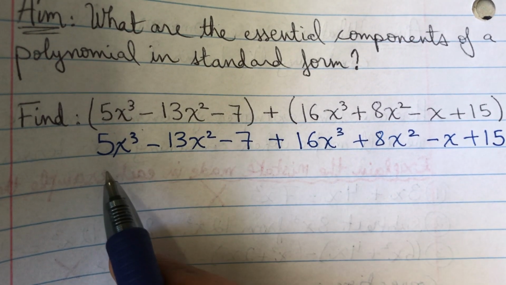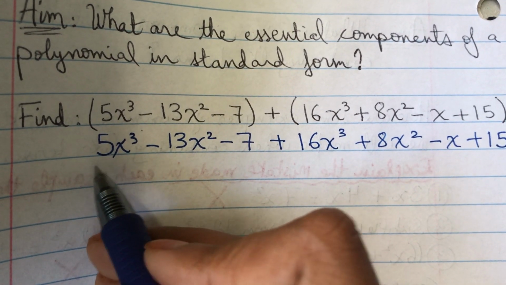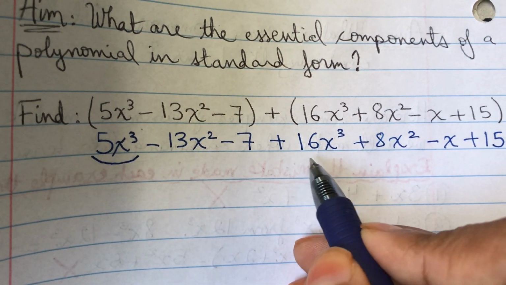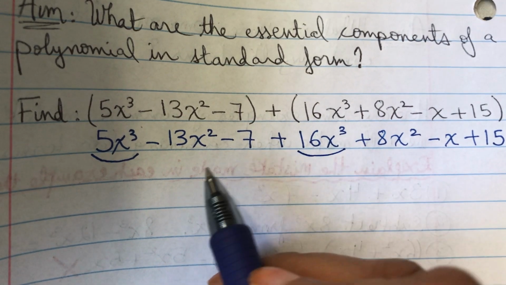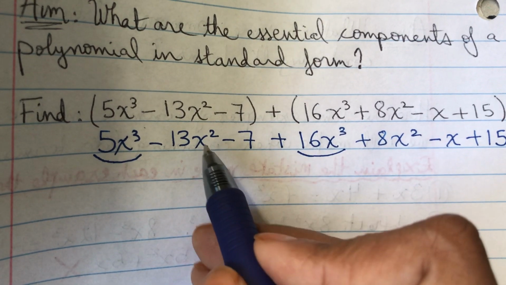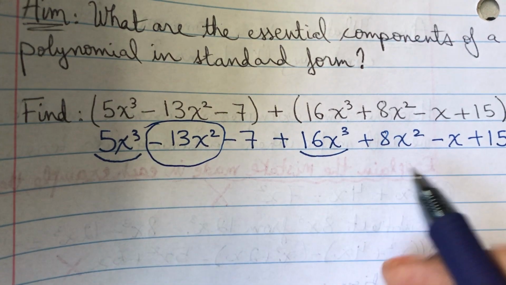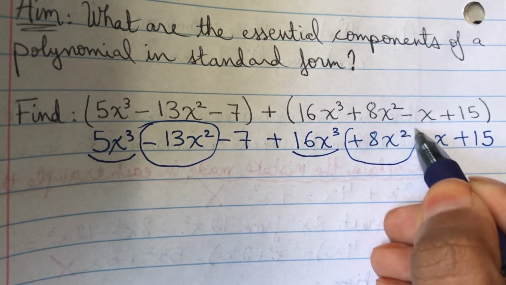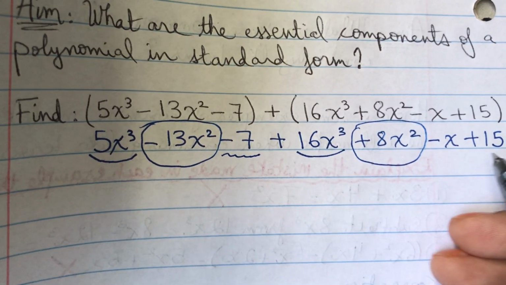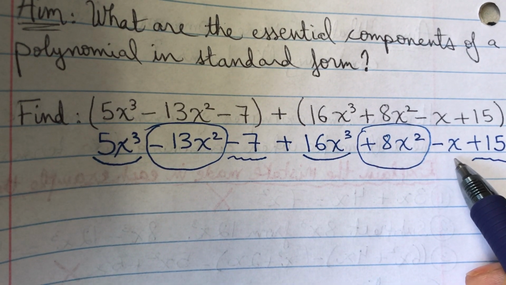Now we're just going to combine like terms, and you can color code it if you want. I kind of just like to underline or use symbols for like terms. So the 5x cubed and the 16x cubed here can be combined. Then I have a negative 13x squared. I can circle that in. We will combine it with the plus 8x squared. Then I have the negative 7. You can use a little squiggly line. And the plus 15 is the constant. And negative x seems to be by itself.